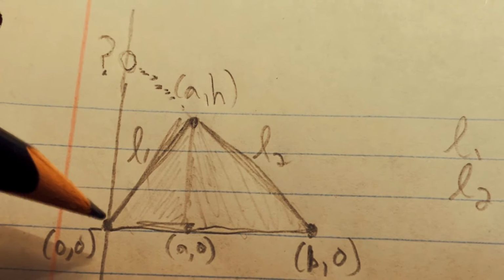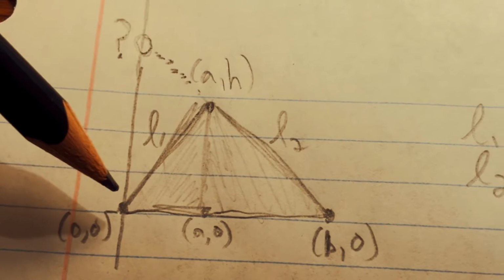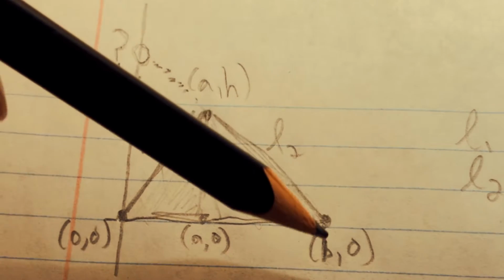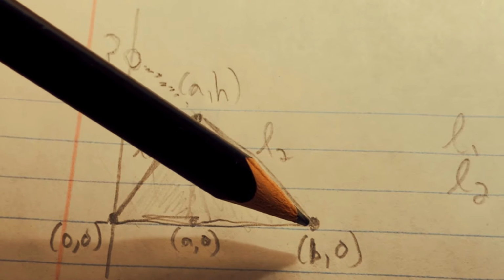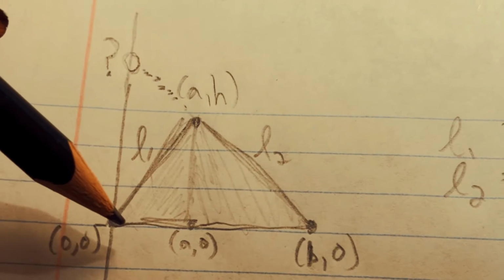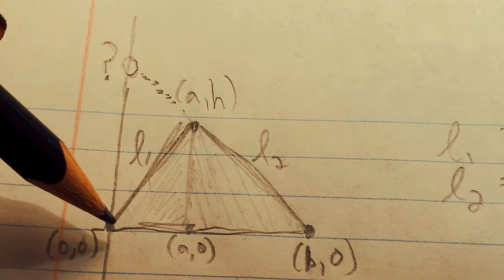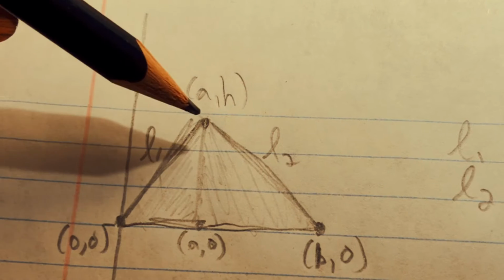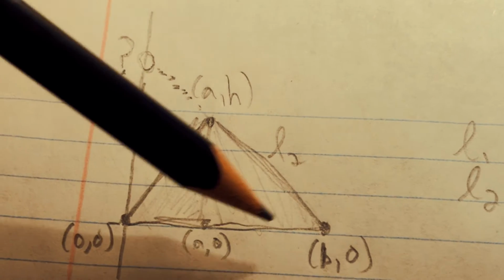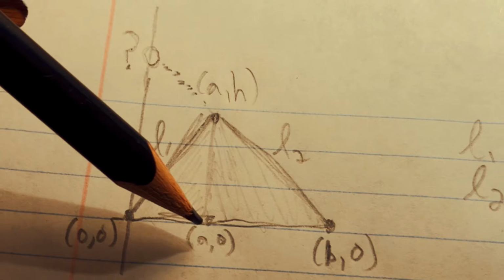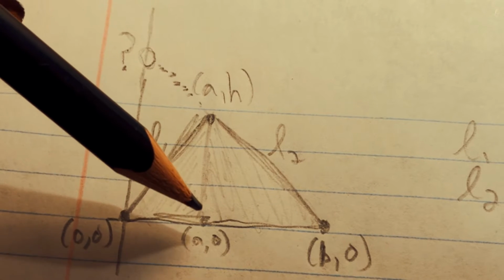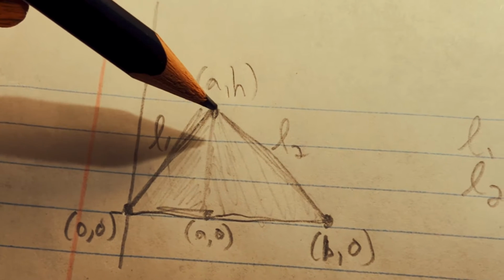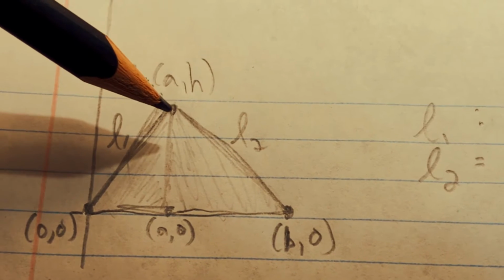So here is my triangle. I have a corner at (0, 0). I have a corner at (B, 0), giving me a base of length B. Some distance between 0 and B, I have this value A, and the height of this segment is H, giving my triangle a height of H.